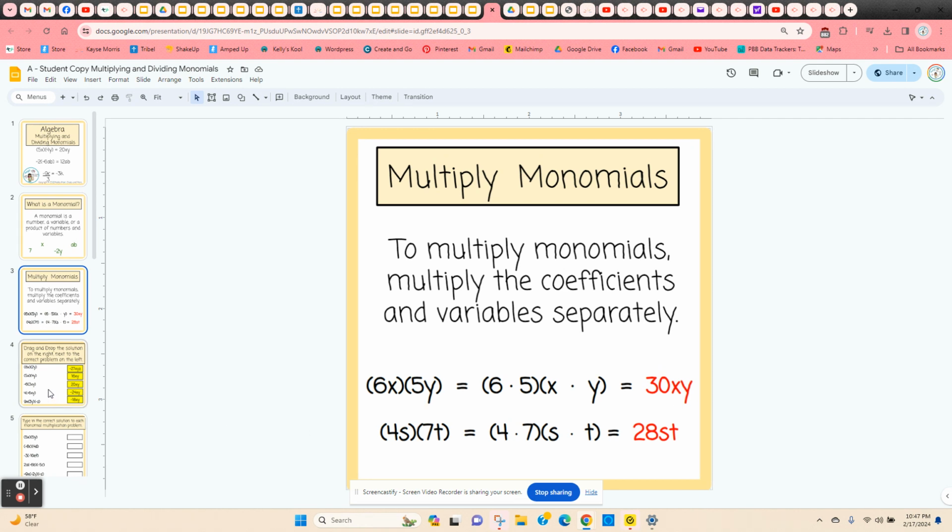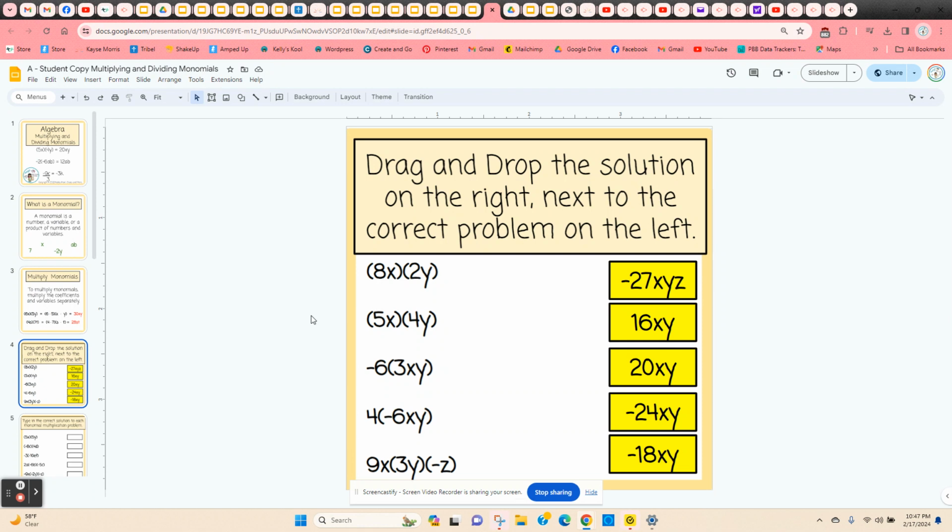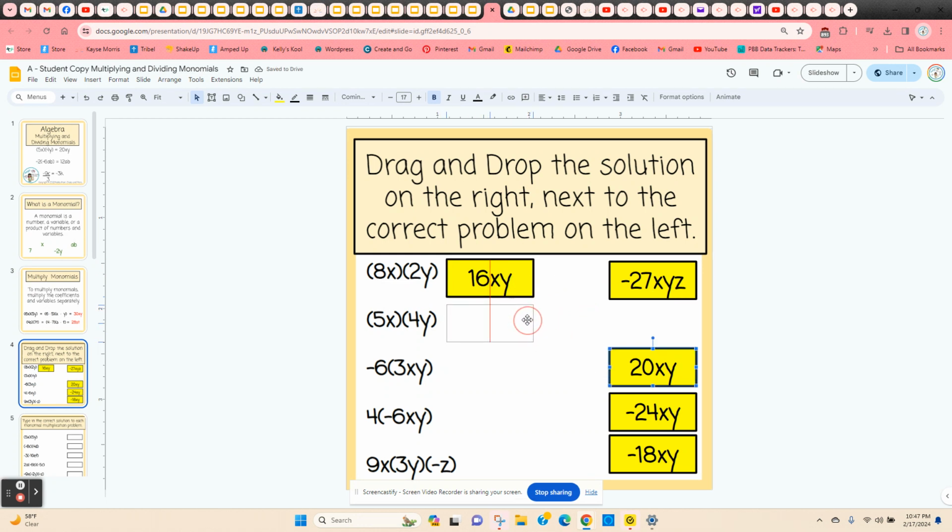So for the first slide that the students are going to work on, they're going to do this drag and drop. So this is pretty simple. They're going to multiply the monomials, and they're going to drag the answer next to the multiplication problem. So here's 16xy, 20xy. Here we have a couple negatives, and then the final one, there are 3 monomials multiplied. So it's going to be negative 27xyz.